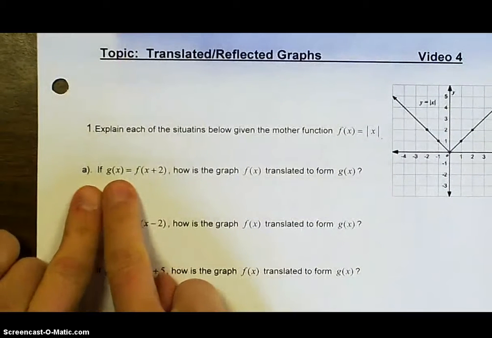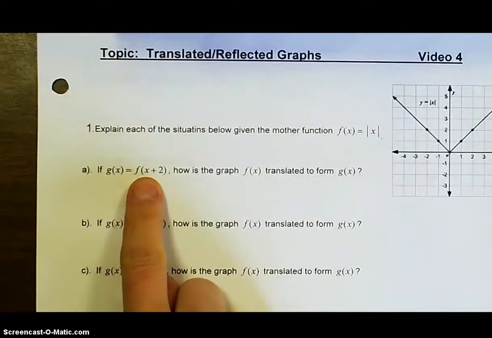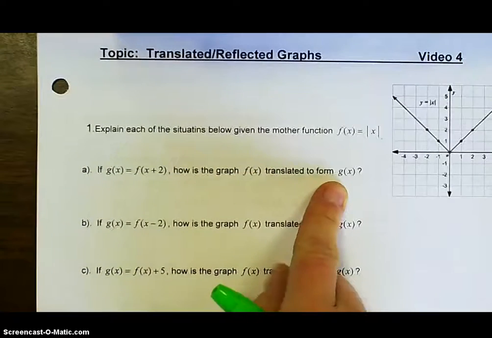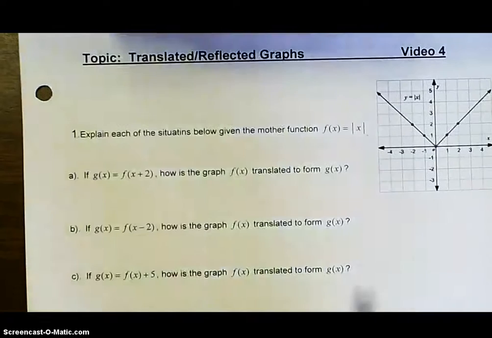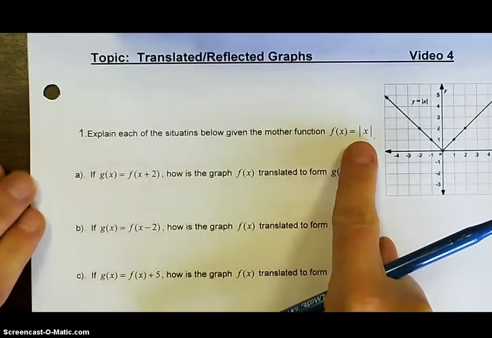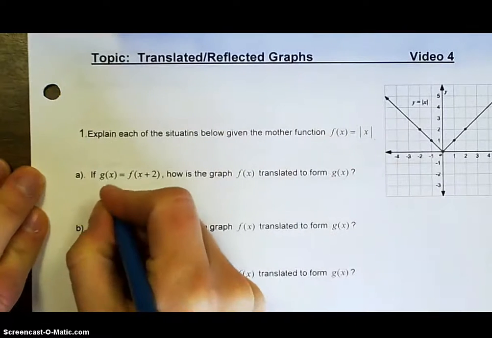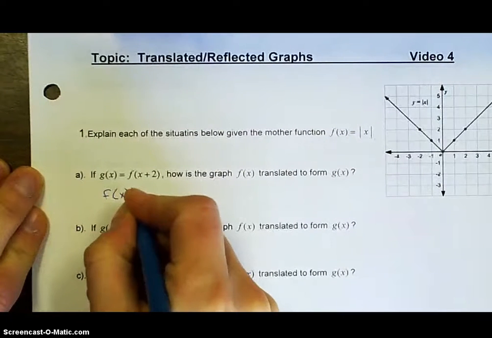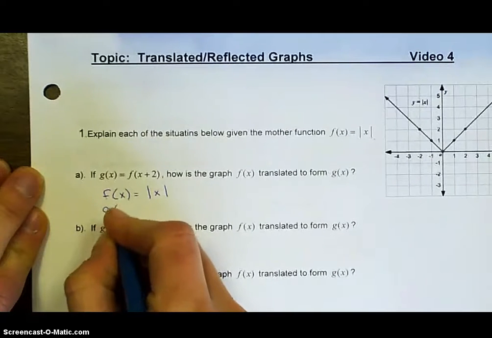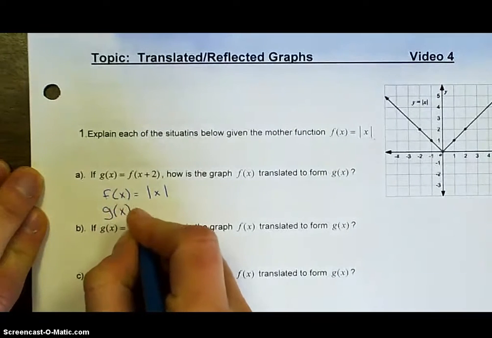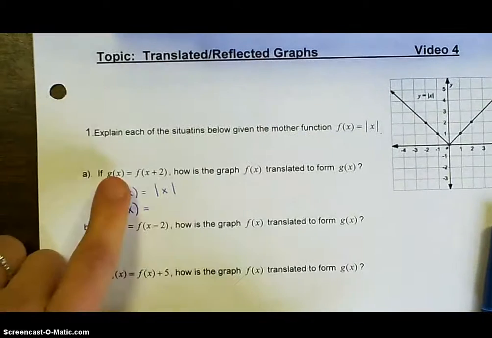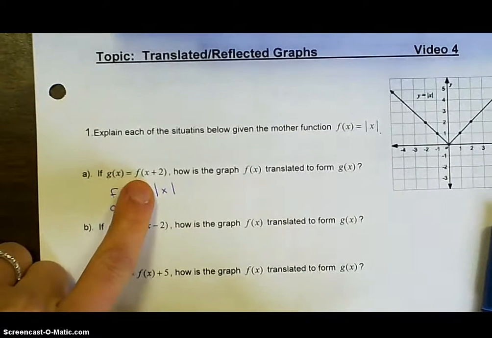If g of x equals f of x plus 2, how is the graph of f of x translated to form g of x? So the first thing we need to do is figure out, well, what is g of x? We know that f of x is going to be the absolute value of x. So f of x equals the absolute value of x. So what we need to do is find g of x, okay? And now g of x is equal to f of x plus 2.